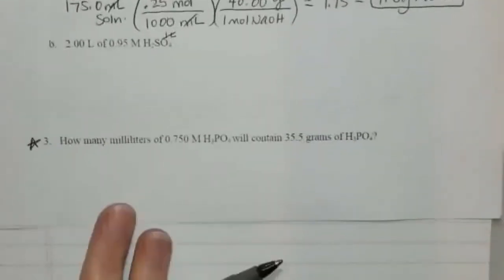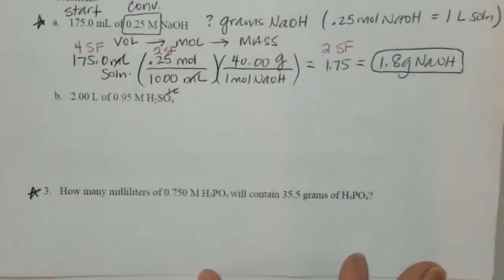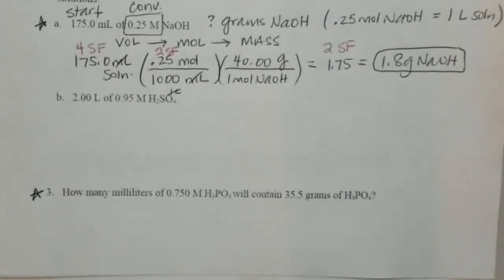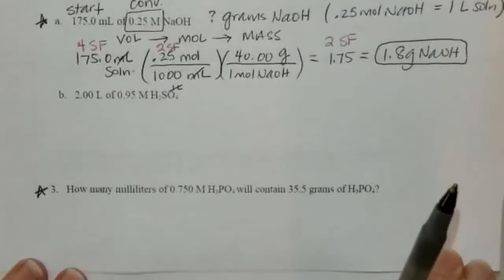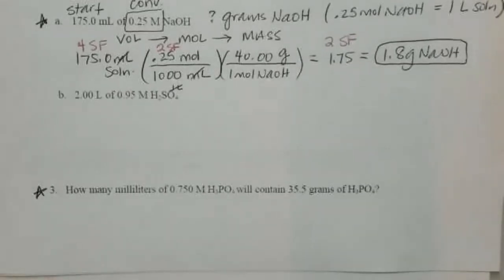So I want to try another one similar to that. Sorry, I didn't mean to move it so quickly. This is the third one on the worksheet. It says how many milliliters of a 0.750 molar H3PO4, phosphoric acid, would contain 35.5 grams of H3PO4.